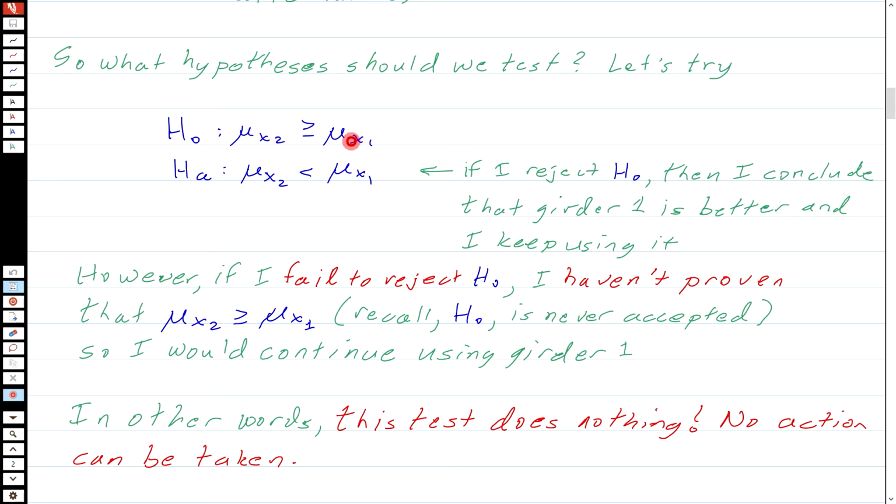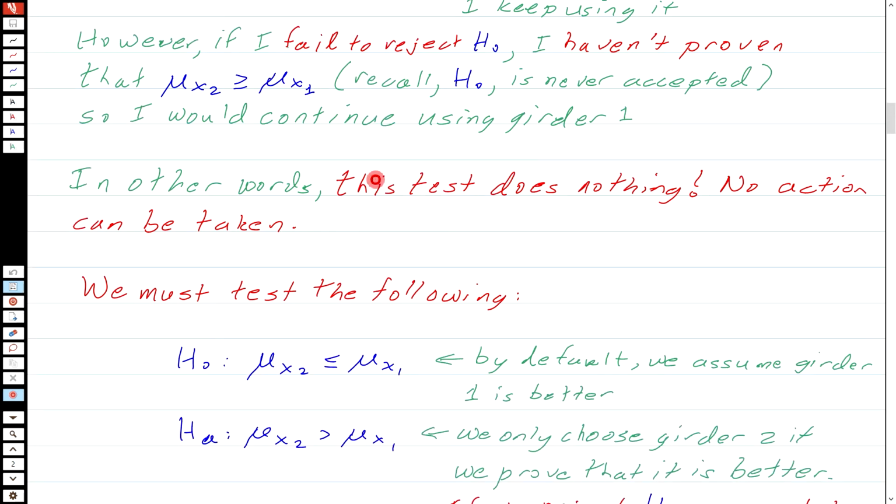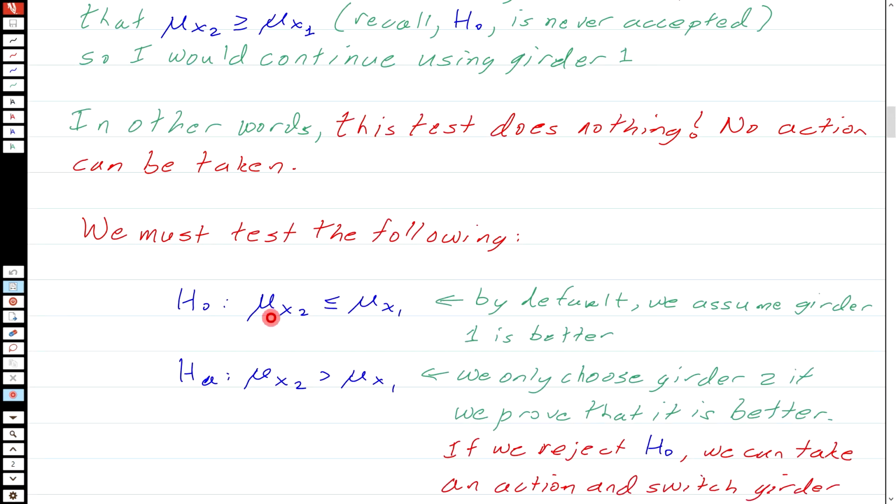If we fail to reject H naught, we still continue with girder 1. If we reject H naught, we still continue with girder 1. So there's no change here. So in other words, we want to actually reverse this test. We're going to assume initially that girder 2 is worse than girder 1. And therefore, if we fail to reject H naught, we carry on with girder 1 as before. We are only going to choose girder 2 if it turns out to be better. It's proven to be better than girder 1. Okay, so we only choose this if we prove it to be better. And if we reject H naught, then we can go to girder 2 because we've shown that it's safer as well as cheaper.